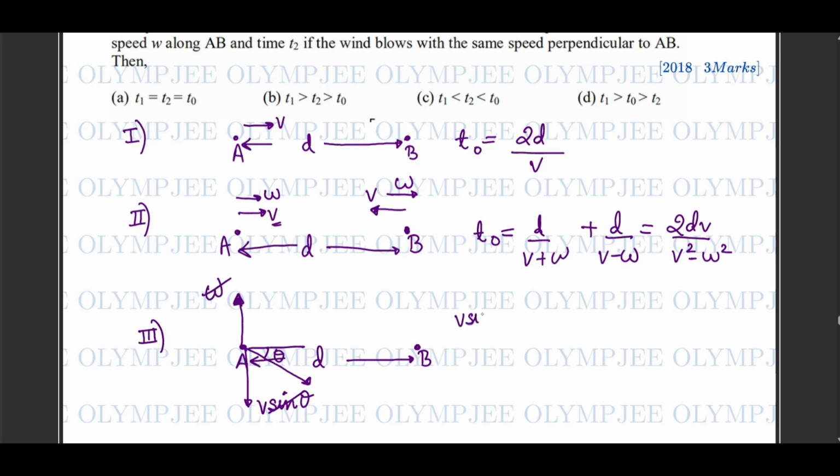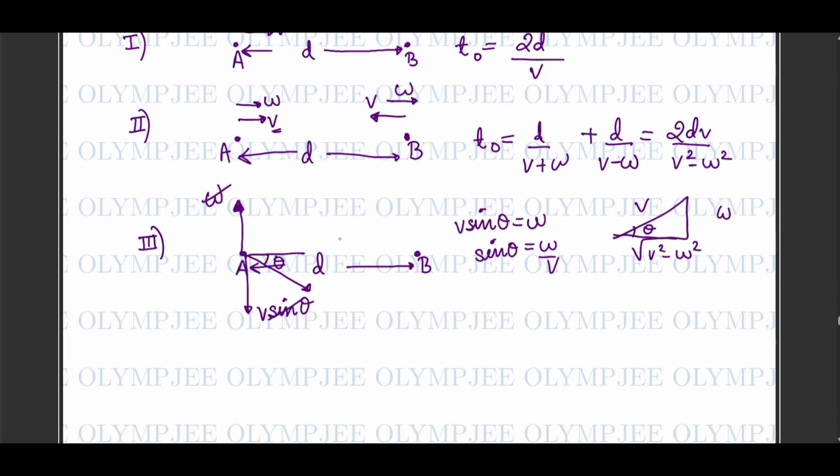That gives us V sine theta is equal to W, which gives us sine theta is equal to W by V. And if this is theta, then the triangle will be like this. Base will be the square root of V square minus W square. Now the time taken will be 2d by V cos theta, because the velocity in the direction of AB is still V cos theta, right? And cos theta can be obtained from the triangle.